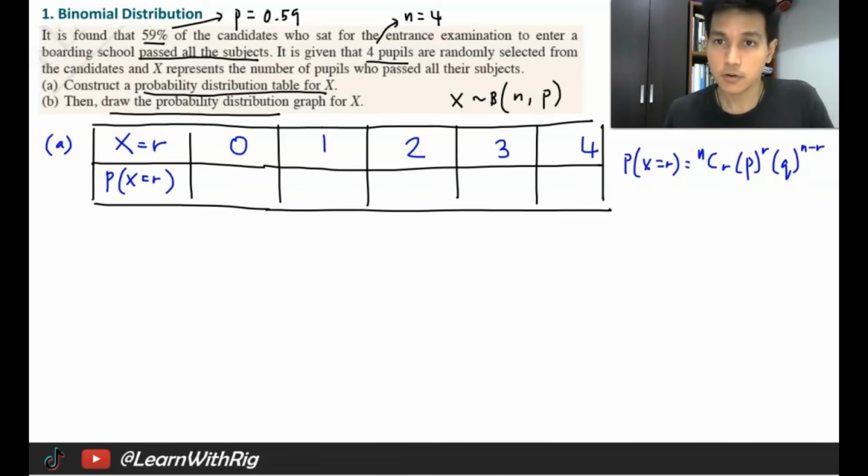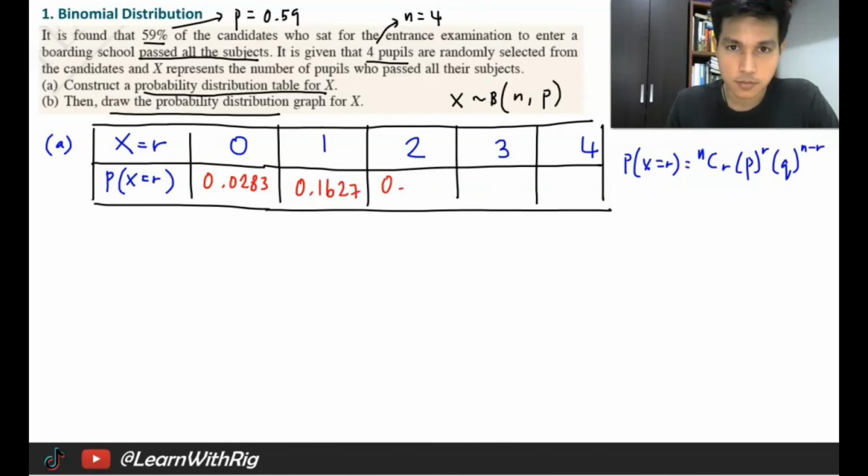I'm not going to write all this. If you forgot the formula, please refer to the first question just now, and you can straight away get your answer. So your answer should be, the first one is 0.0283, 0.1627, 0.3511, 0.3368, and 0.1212. I just straight away do this so that we can go a bit faster.